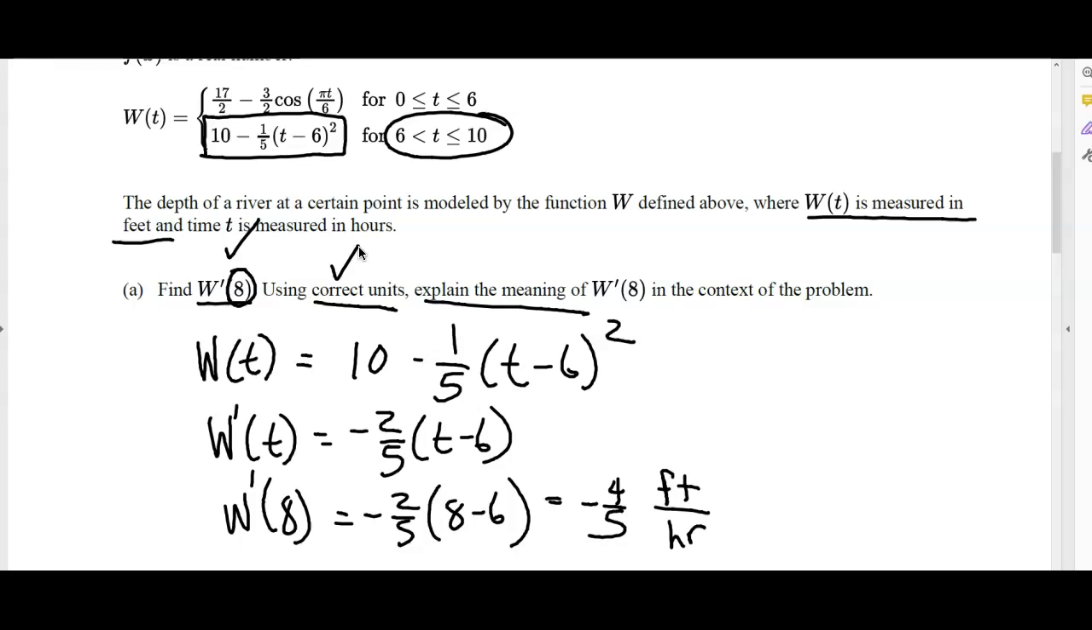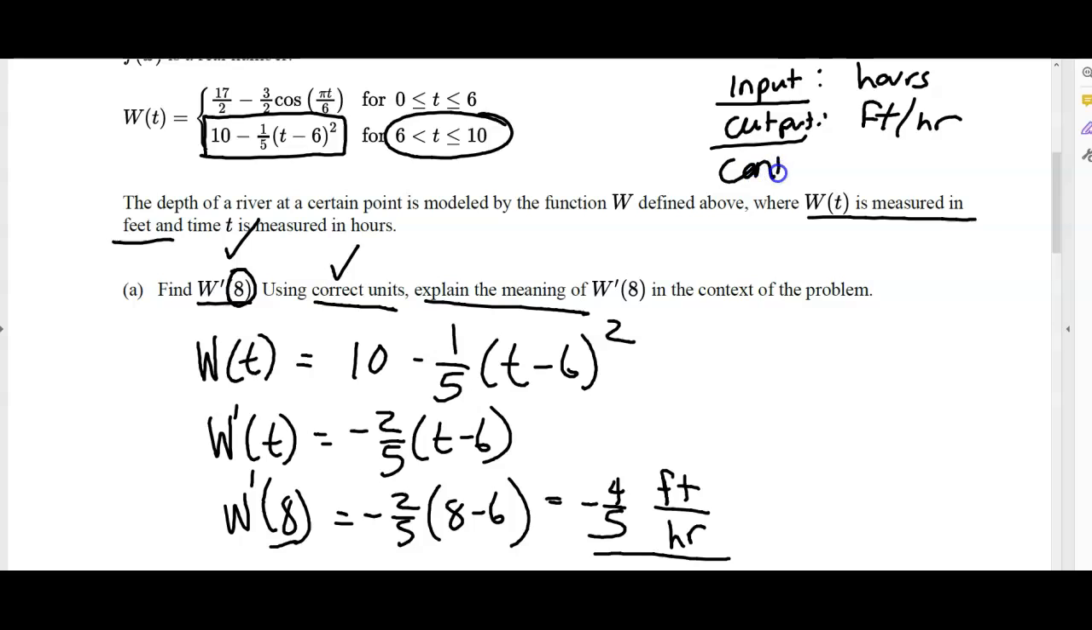When you do an explanation, you need 3 things. You need input units. In other words, whatever you plugged in. I plugged in 8, so that's a time, in hours. You need your output units. In other words, what are the units of your answer? That's feet per hour. And then you need the context. In other words, you need to actually explain what this stuff is in the story problem they're giving us.